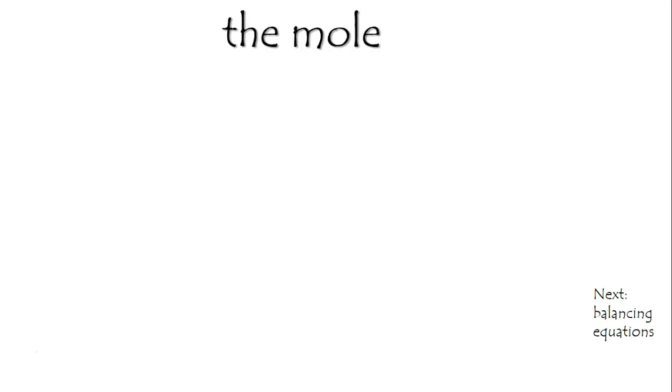A pair is 2, a few is 3, a dozen is 12, a baker's dozen is 13, a ream is 500, etc. The mole is 6 times 10 to the 23rd. But let's take a little deeper look on why this matters and why you might need this number.